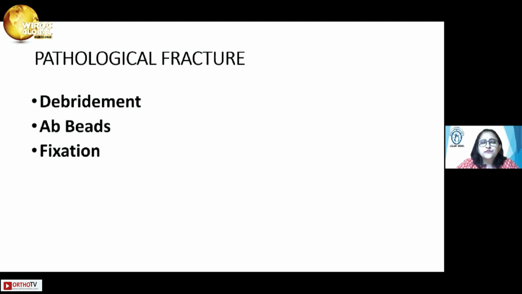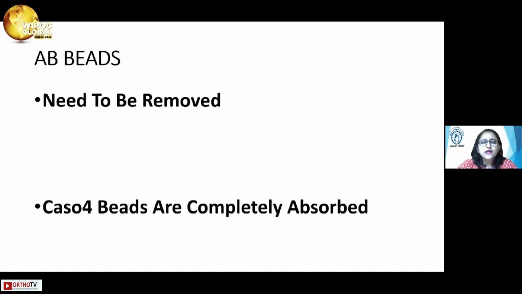So the principles of treatment are same. We have to debride if there is infection. We can insert antibiotic impregnated beads and we have to fix the pathological fracture. The antibiotic impregnated cement beads need to be removed. So nowadays I prefer calcium sulfate beads which get absorbed completely.